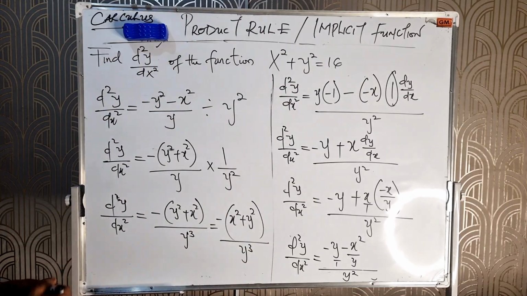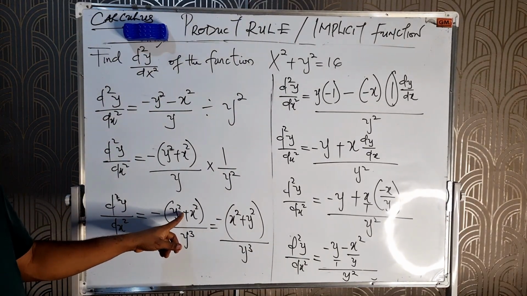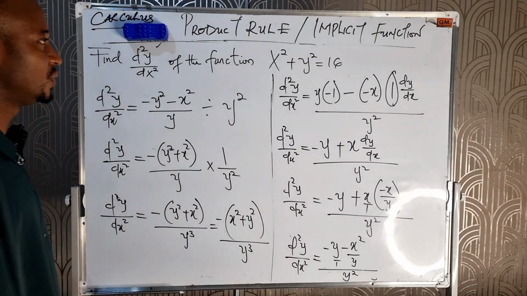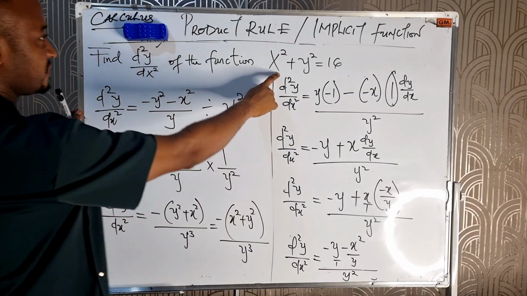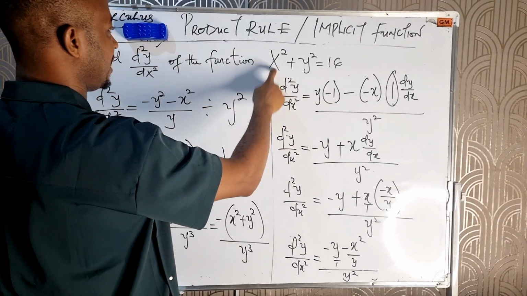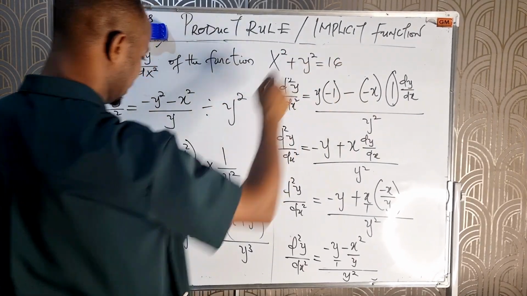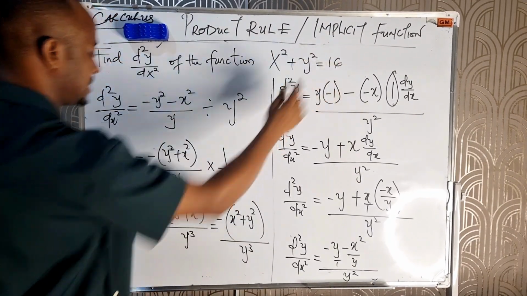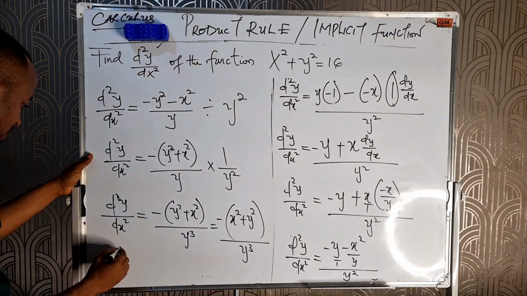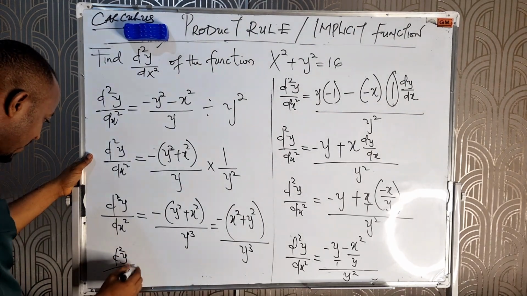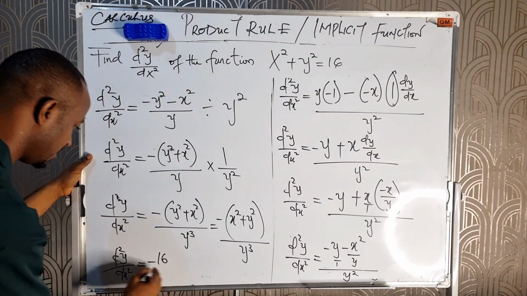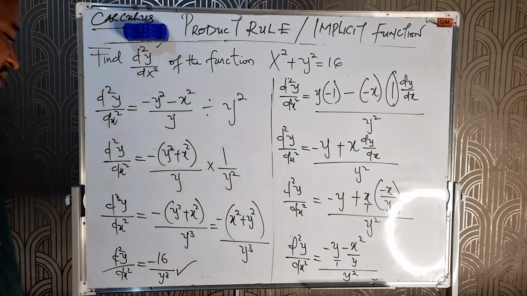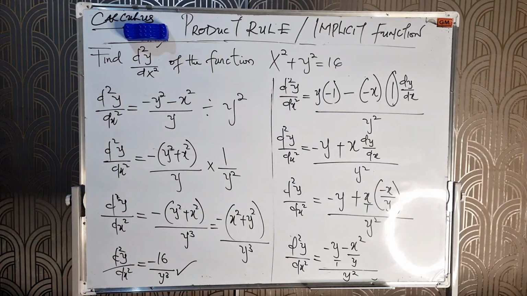I can write y² plus x² as x² plus y². Why do I have to rewrite this? Because we already know from the original equation that x² plus y² equals 16. That means I can replace this with 16. So d²y over dx² equals minus 16 divided by y³. Final answer: minus 16 divided by y³. This is the final answer.